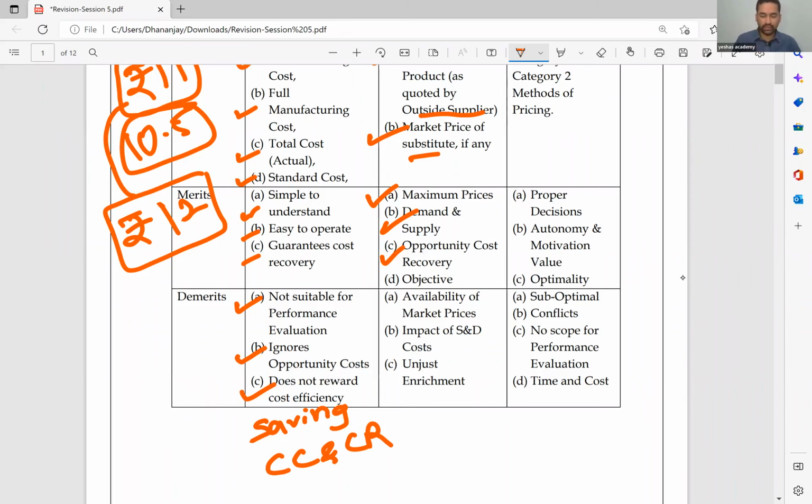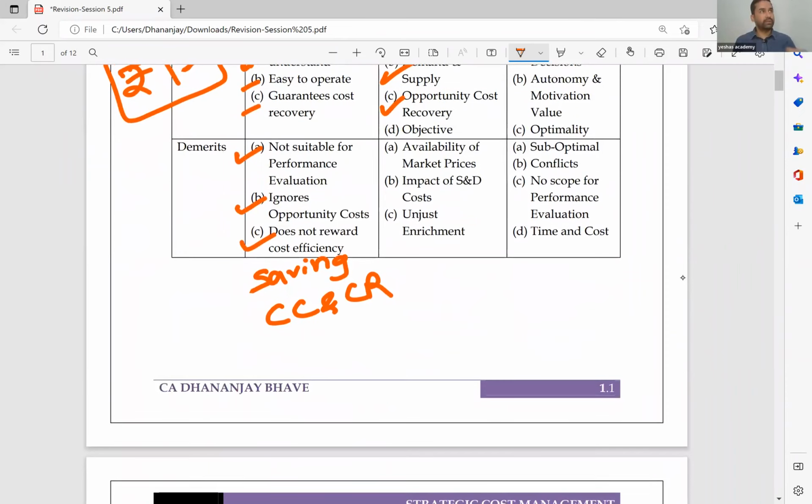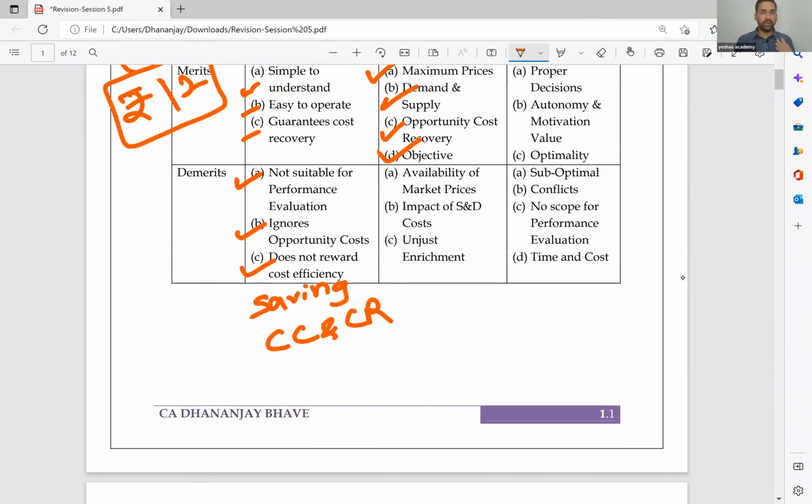Yes. Next one, the main objective, the profit maximization is achieved. And because everybody wants to earn more profit, every department wants to show more profit, everybody will try and reduce the cost, and that is the ultimate objective for any organization.